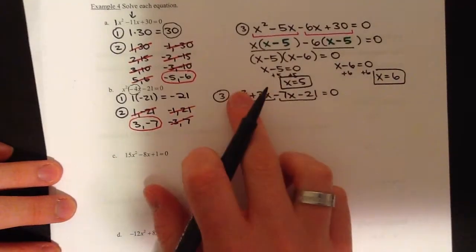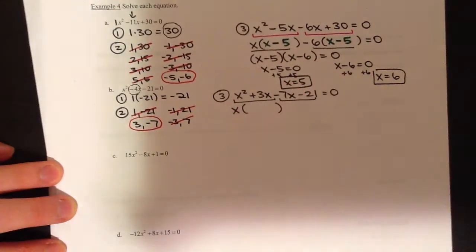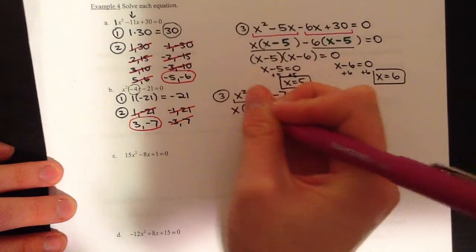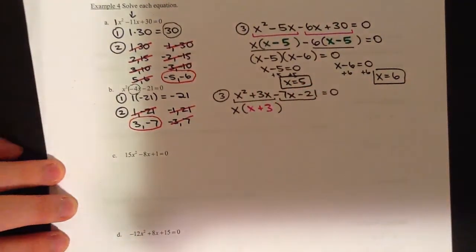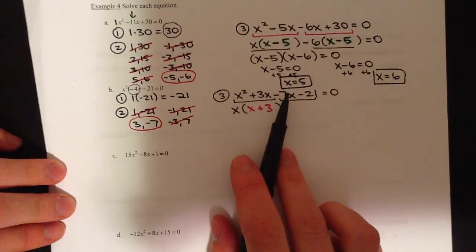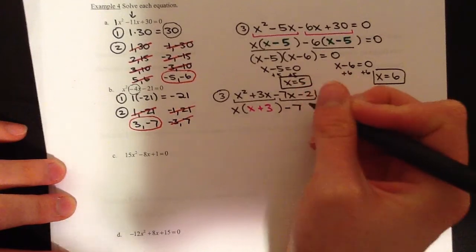If I look at this first grouping, they both have an x in common. So I'm going to factor out the x. I'm going to use a brighter color this time. When I factor out the x, I'm left with an x plus 3. Oh yeah, that shows up way better. In the next group, I have a negative 7x and a negative 21. I'm going to factor out a negative 7.